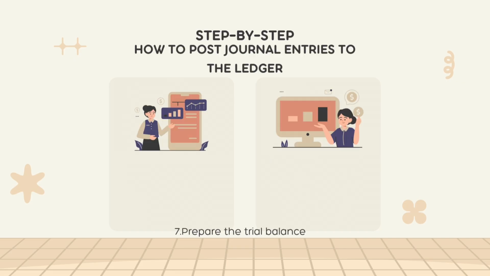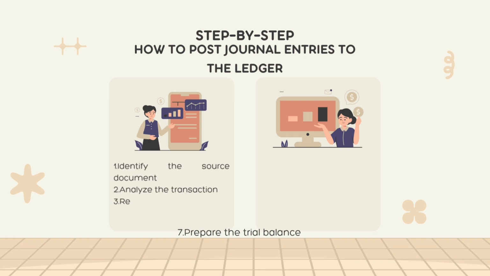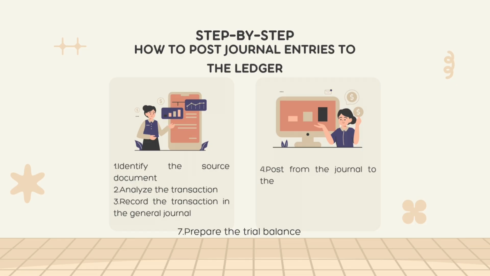Now let's break down the posting process into clear and simple steps. First, identify the source document. Before recording anything, always check the evidence such as invoices, receipts, purchase orders, and cash documents. Second, analyze the transaction by determining which accounts increase or decrease, and deciding whether each account should be recorded as a debit or credit based on accounting rules.